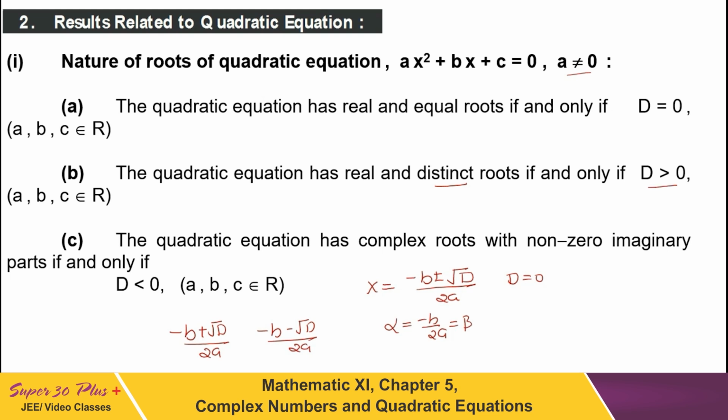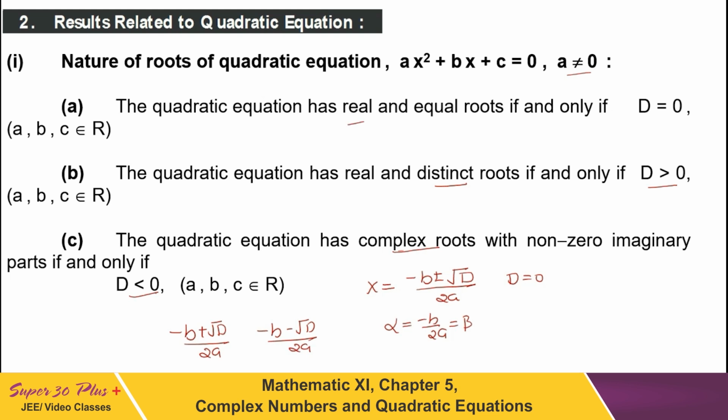And if d is less than 0, then within a square root, a negative number does not exist. That's why we can say roots are complex or imaginary. The quadratic equation has complex roots with non-zero imaginary parts if and only if d is less than 0 and a, b, c are real numbers. This is the nature of roots of a quadratic equation. I am going to repeat it.